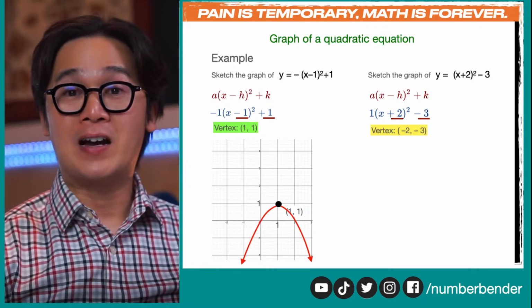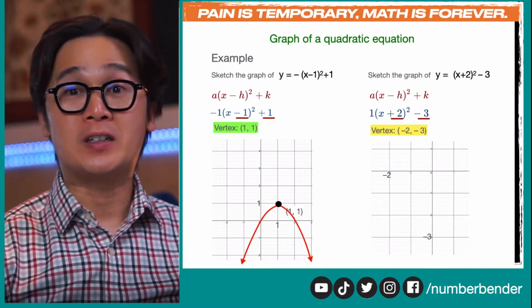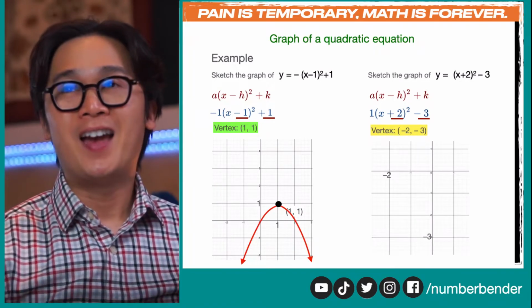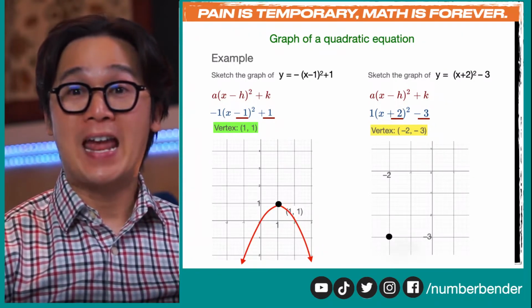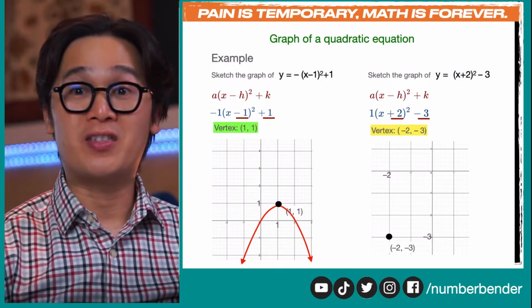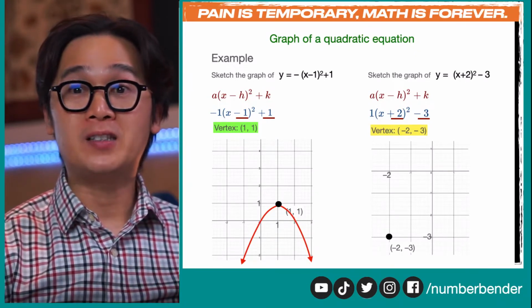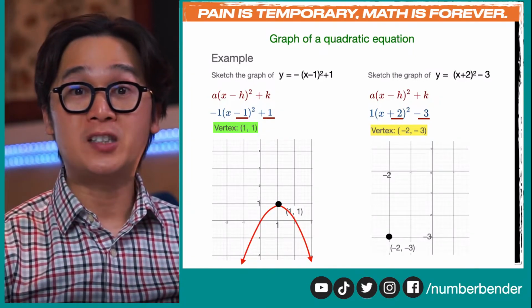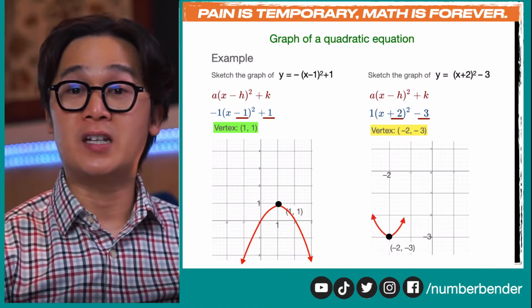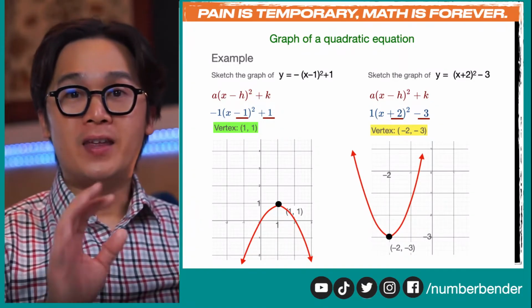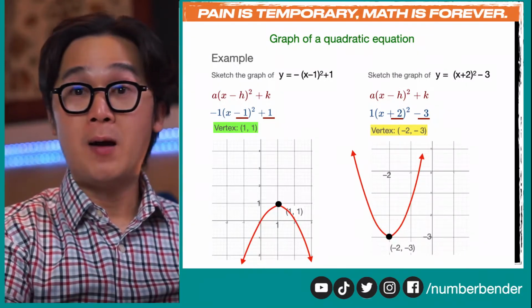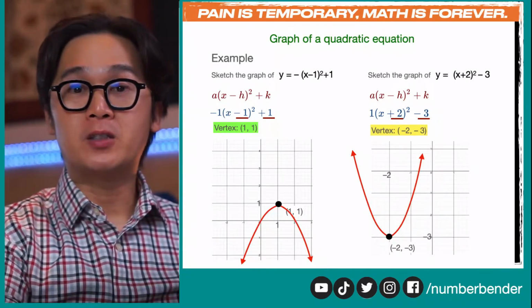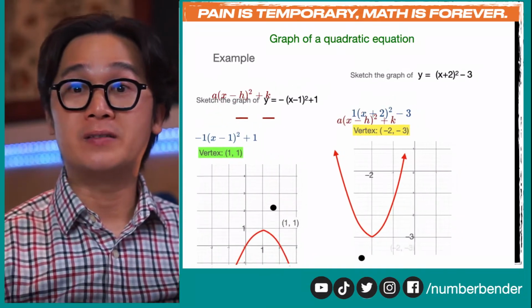So now that we have our vertex, all we need to do is to draw the quick sketch of our parabola at negative 2 and negative 3, which is at the third quadrant, and the parabola is opening upwards because our quadratic term, or our a, is positive 1. So this is how we use the vertex form of our parabola so that we'll be able to have a quick sketch of our quadratic equation.